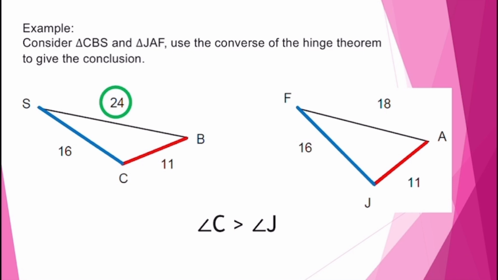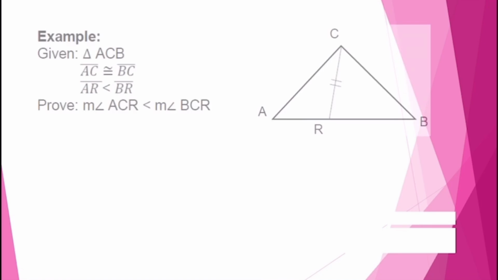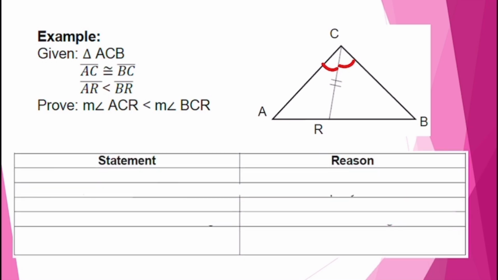Now, let's have an example using the two-column proof. Given the triangle ACB, line segment AC is congruent to line segment BC. Line segment AR is less than line segment BR. Let's prove the degree measure of angle ACR is less than the degree measure of angle BCR. So again, we need our proof.